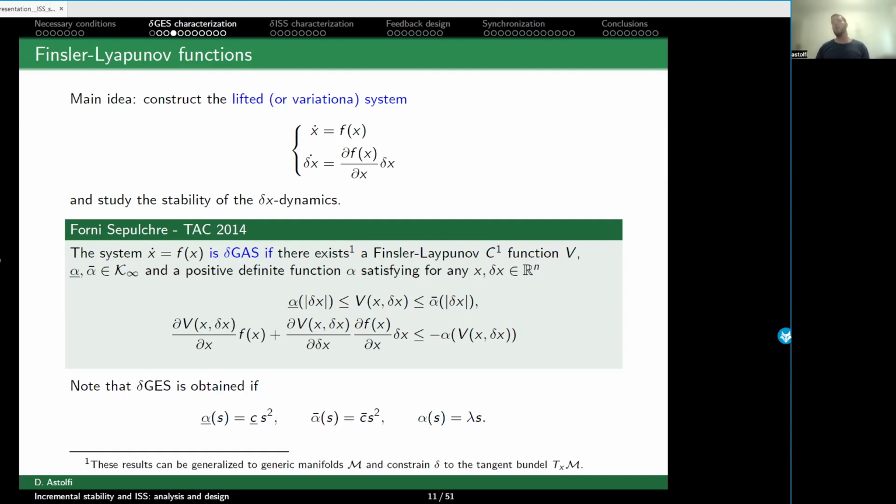Recall that, of course, by asking underline alpha and bar alpha to be quadratic and alpha to be linear, we obtain immediately incremental global exponential stability.